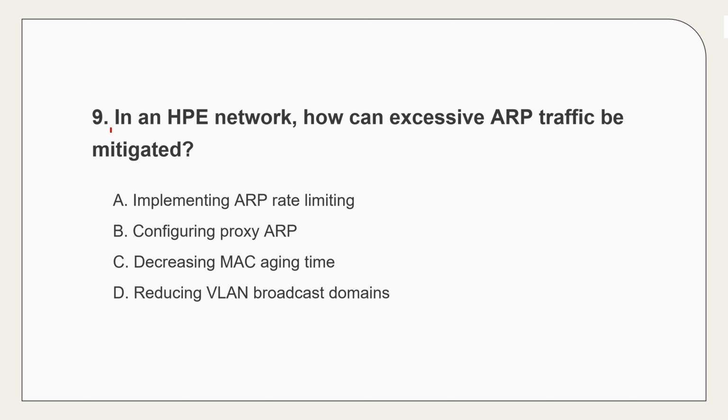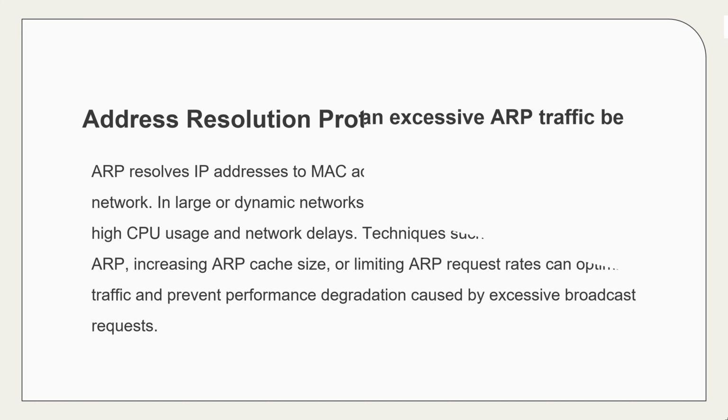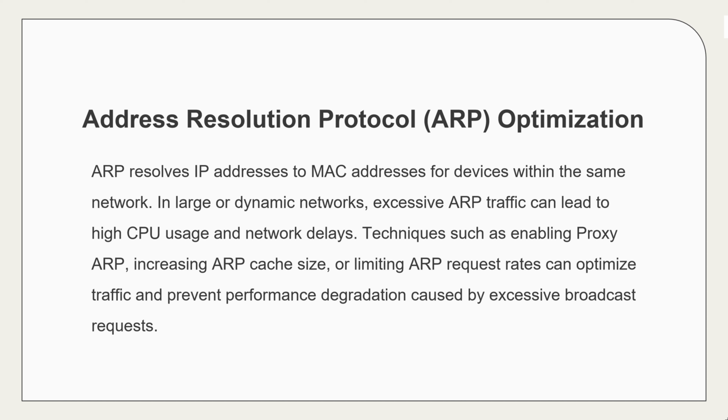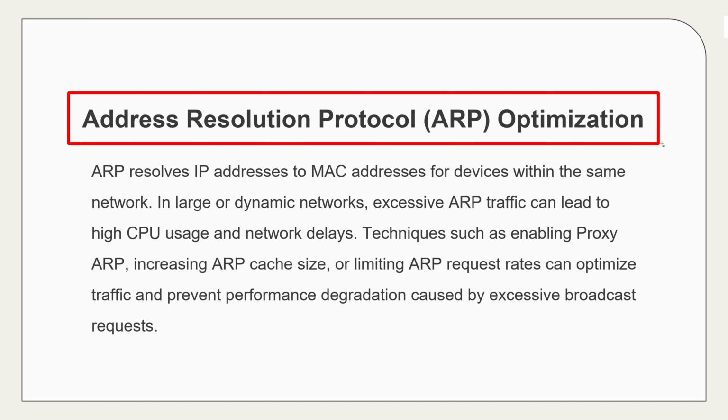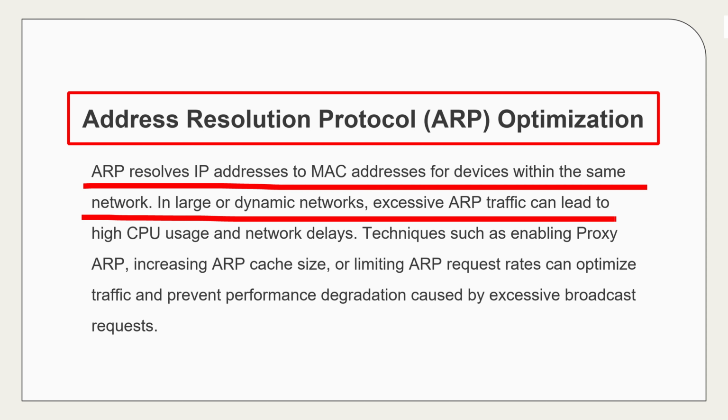Question 9. In an HPE network, how can excessive ARP traffic be mitigated? The knowledge points of this question are: ARP traffic management. ARP resolves IP to MAC addresses, but can flood the network with requests. Proxy ARP and adjusting ARP cache size help reduce unnecessary traffic and improve performance.